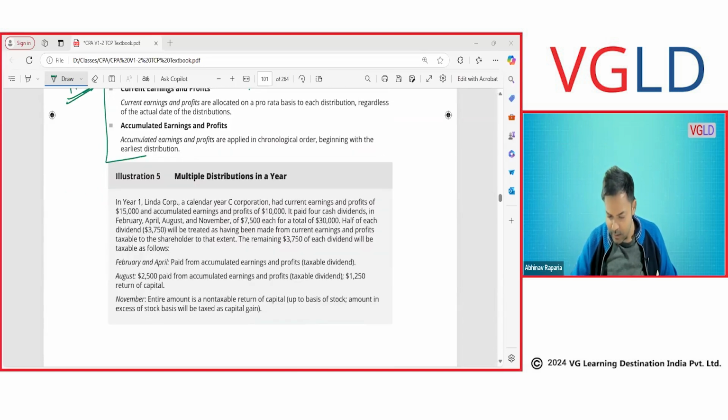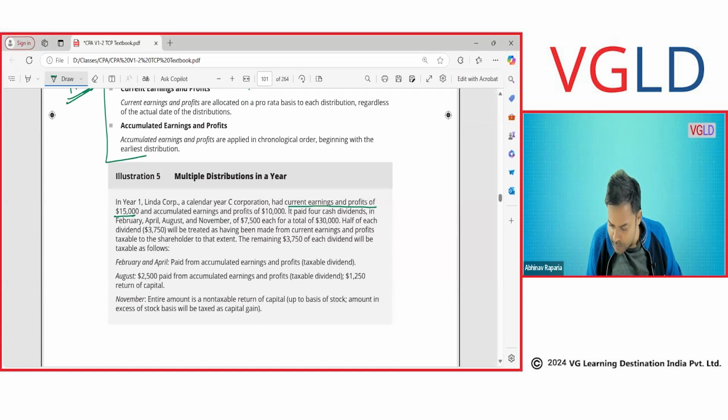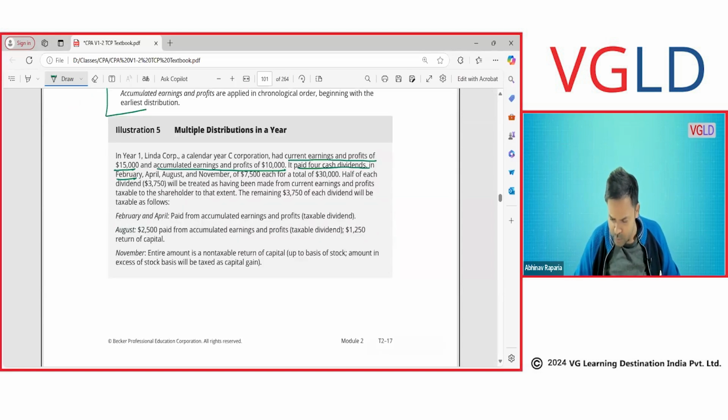Year one, Linda Corporation, a C corporation, has current year's earnings and profit of 15,000. Accumulated is 10,000. No problem. You have made the four distributions in February. Let's do it. You try this question. I think this is simple.